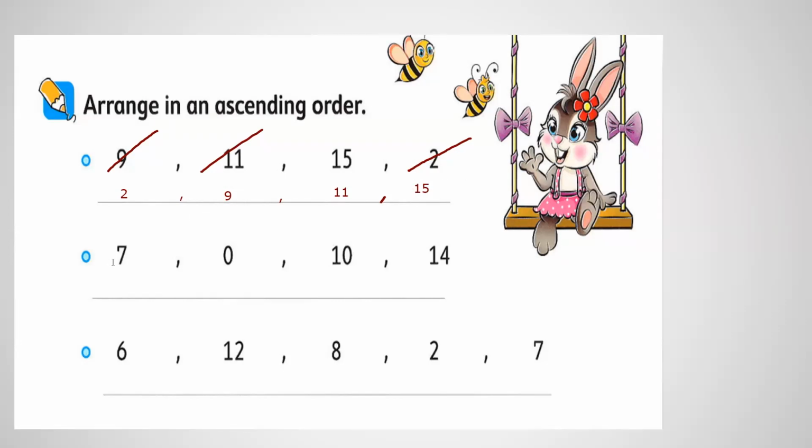Again, we have 7, 0, 10, and 14. The first one will be 0, and cancel it. After 0, yes, it will be 7. Put 7 here. After 7, now we have 10 and 14. So 10 is smaller, so we'll put it first. 10. And the biggest one or the last one will be 14.